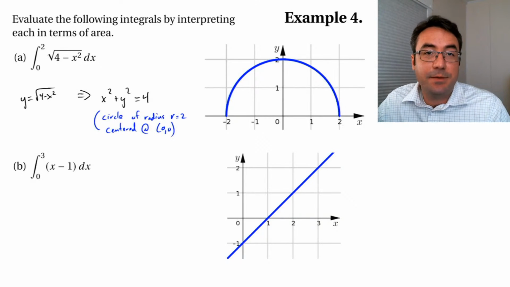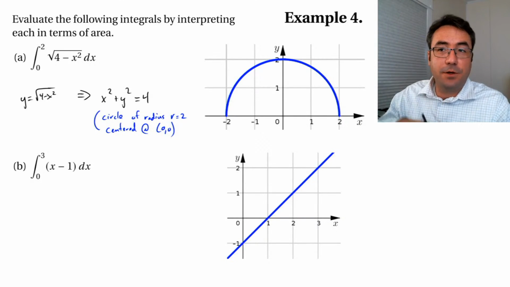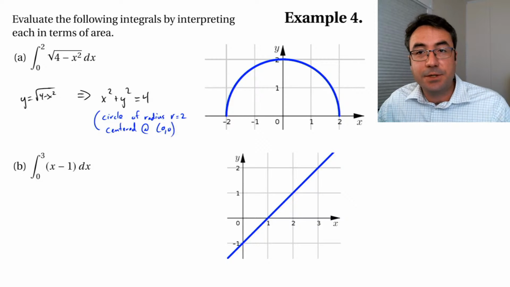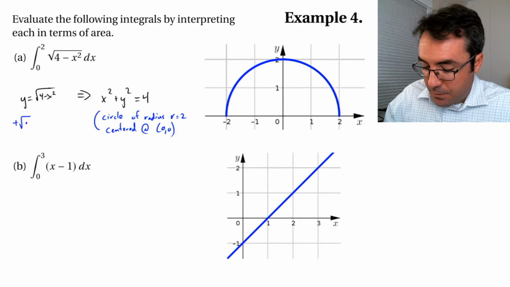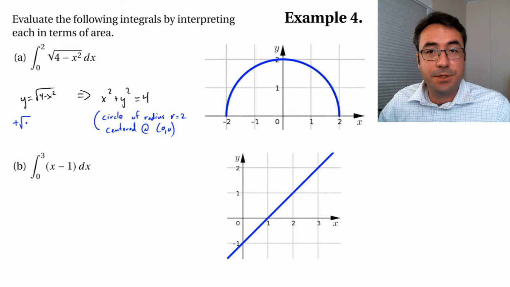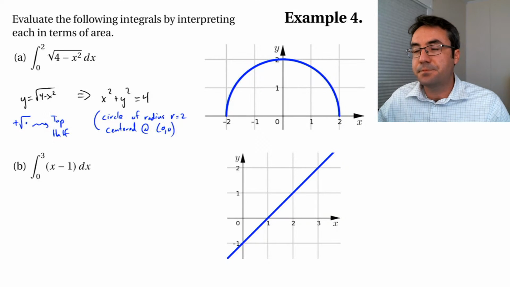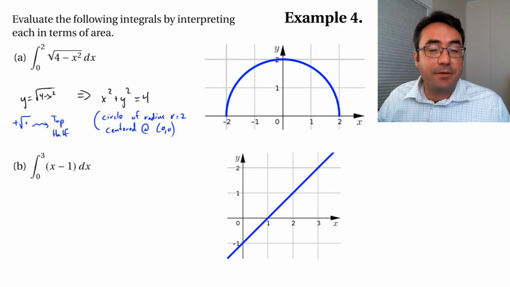And that's what we're seeing on this graph, is we have part of a circle centered at the origin of radius 2. Now, why is it only half of the circle? Well, because our original function was the positive square root, and that's why we're getting the top half of our circle. If it was the negative square root, then we'd have the bottom half of our circle.